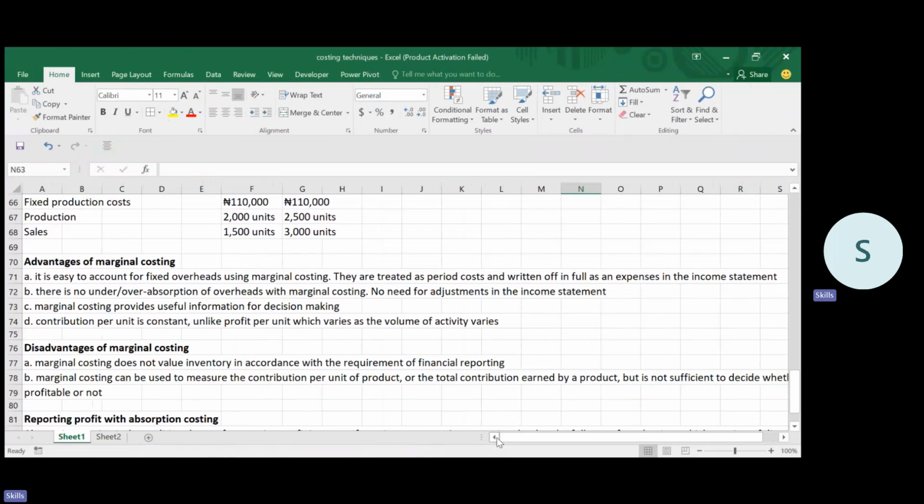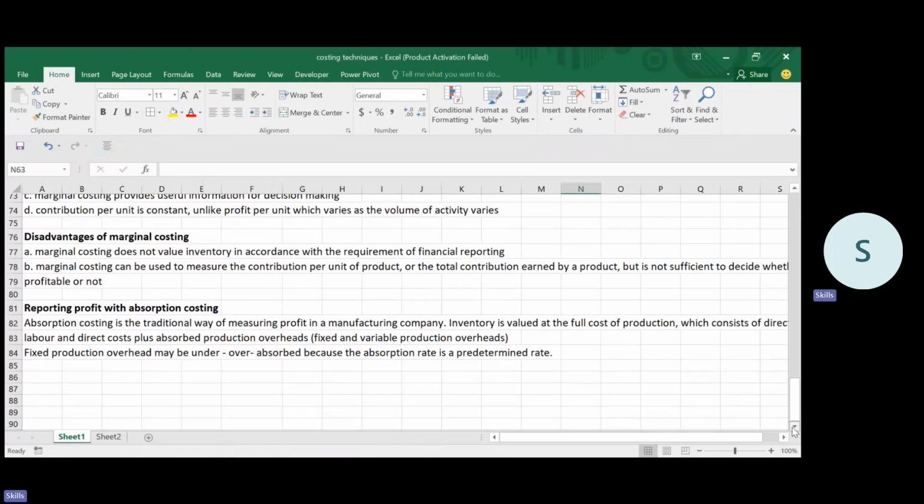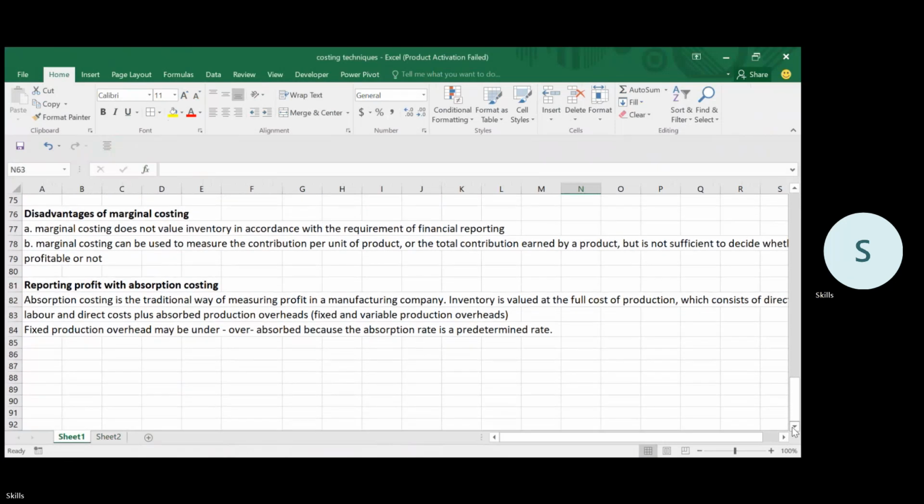So this is it about marginal costing, the costing technique. The next costing technique we will be looking at is absorption costing. Reporting profit with absorption costing. Absorption costing is the traditional way of measuring profit in a manufacturing company.